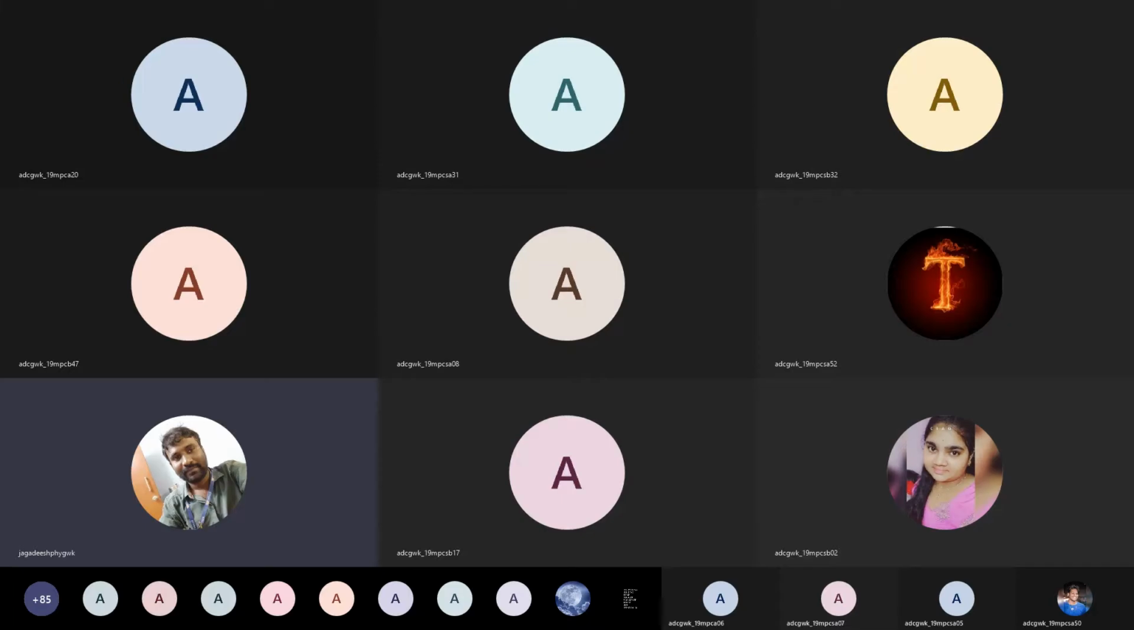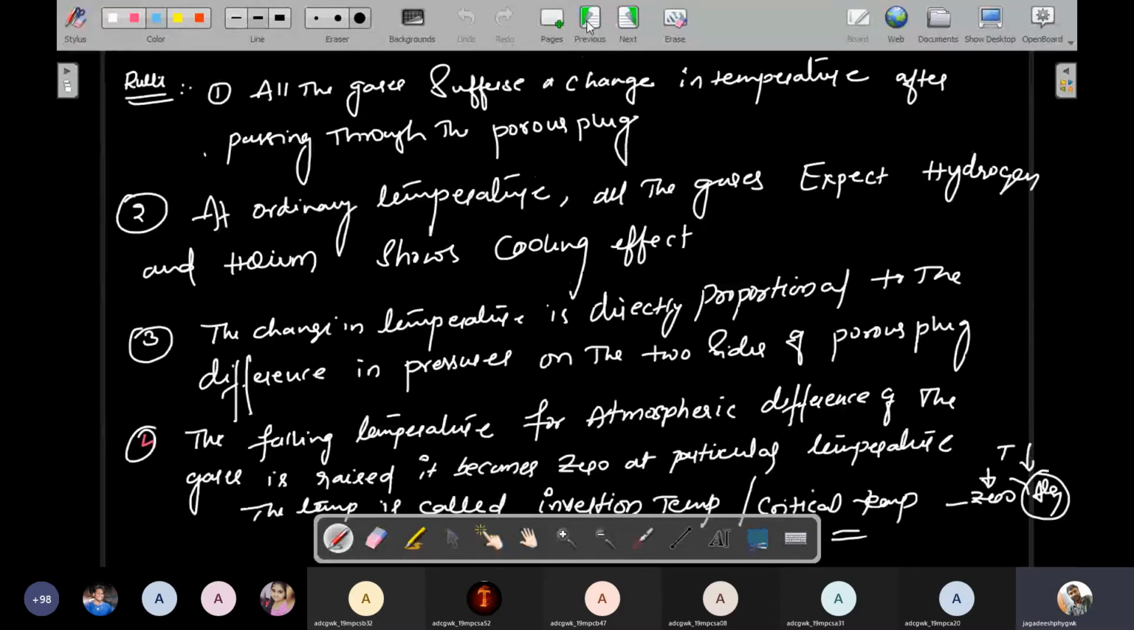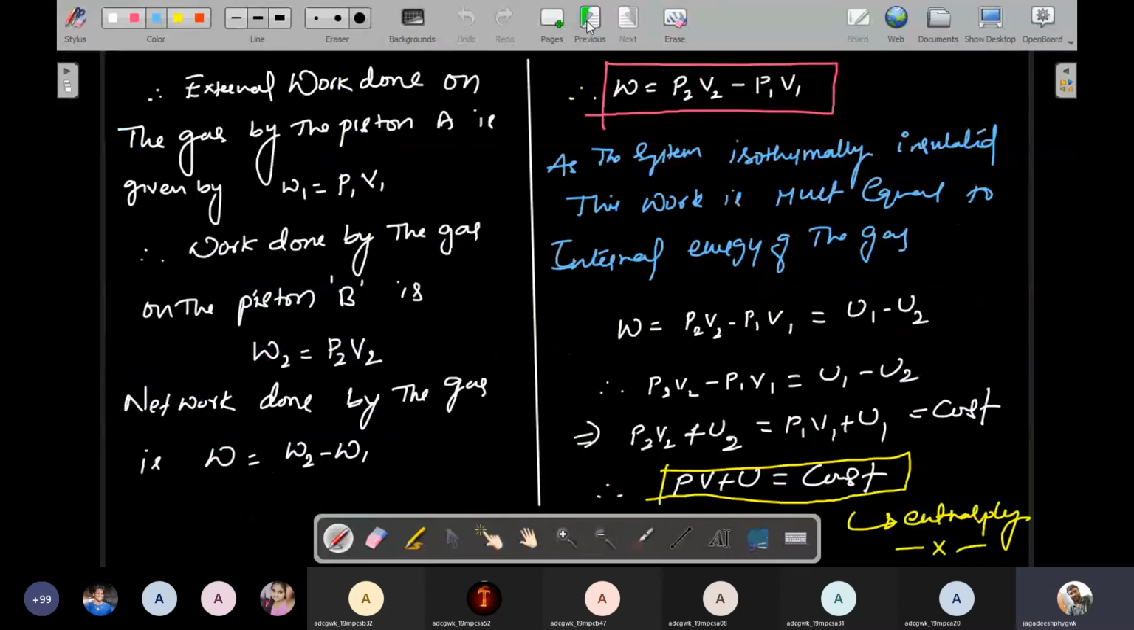All of you. In the previous class, I explained what the Joule-Kelvin effect is. After that, I wrote some important assumptions of the Joule-Kelvin effect, and then I drew a porous plug diagram. Using that diagram, we considered how the changes will occur, everything. All the concepts I explained in the previous class.